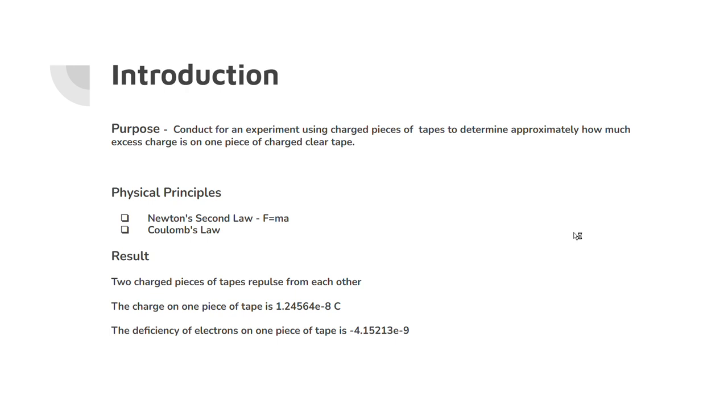The result we got from the lab is that the two charged pieces of tape repelled each other, and the charge on one piece of tape is 1.24564 times 10 to the negative 8 coulombs. And the deficiency of electrons on one piece of tape is about negative 4.15213 times 10 to the negative 9.